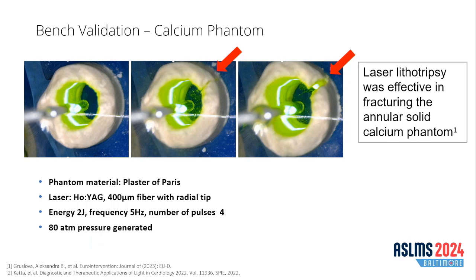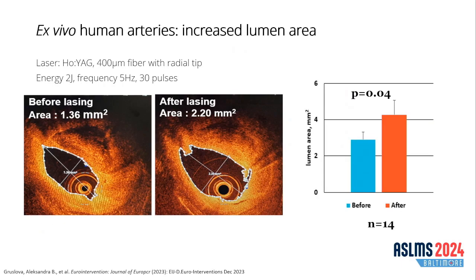So we took this and completed a benchtop validation in plaster of Paris phantoms, which mimic completely radial calcium cases with a fiber. And you can see after a few shots, there are cracks that form in the calcium, and then it dislodges. Then we took this to ex vivo human arteries and showed that you can get an increase in lumen area, which corresponds to a higher compliance as well, in 14 arteries that were from donated hearts.